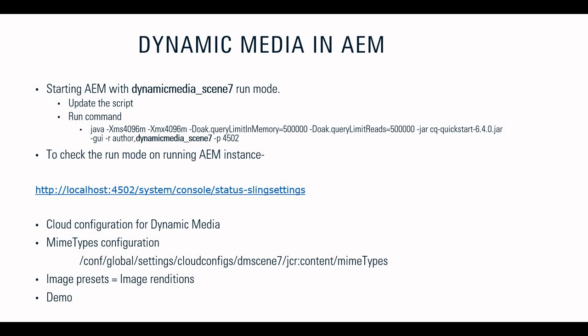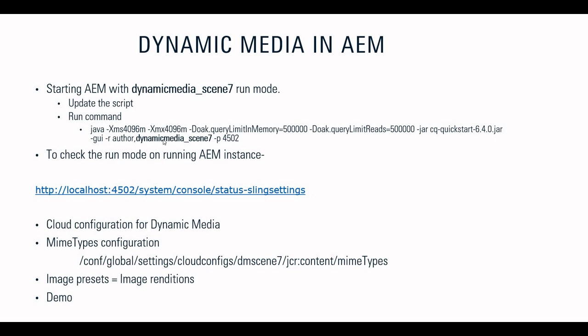Okay, so the very first thing is, by default dynamic media is not enabled in AEM. We have to enable it. For that, we have to change the run mode, which means we have to give the dynamic media Scene 7 run mode. To change the run mode, you can either update the script if you are running it through a start.bat file or sh file, or through the command prompt as well. We can just give the run mode while we are starting the AEM server.